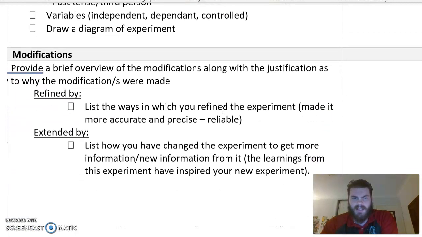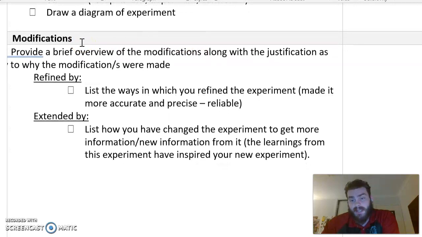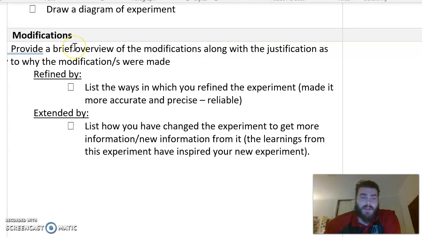Alright, so the last thing we're going to talk about today is the modifications heading. Okay, so in this we're going to provide a brief overview of modifications to that original experiment, along with a justification as to why those modifications were made. All right, and the two things that we need in this heading are how it was refined and how it was extended. And I'll explain what those two words mean.